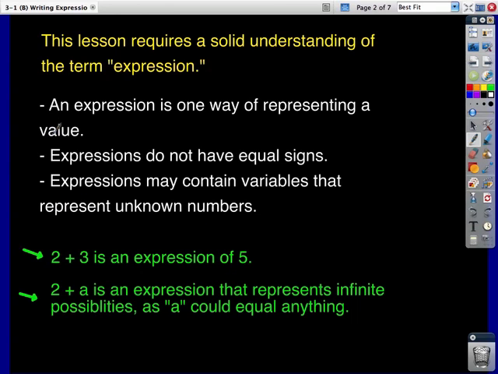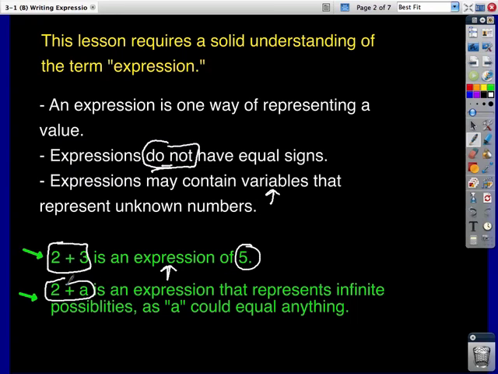An expression is just one way of representing a value or a number. They do not, emphasize this, expressions by themselves do not have equal signs. And they can have what we call variables that represent unknown numbers. So for example, 2 plus 3 is one way of expressing the number 5.